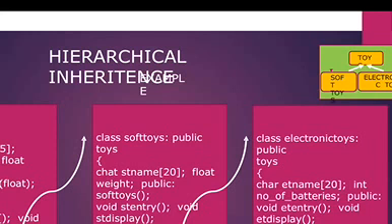In public mode, if we derive a subclass from a public base class, then the public members of the base class will become public in the derived class, and the protected members of the base class will become protected in the derived class. So we know there is public mode, protected mode and private mode. The second one is the protected mode.